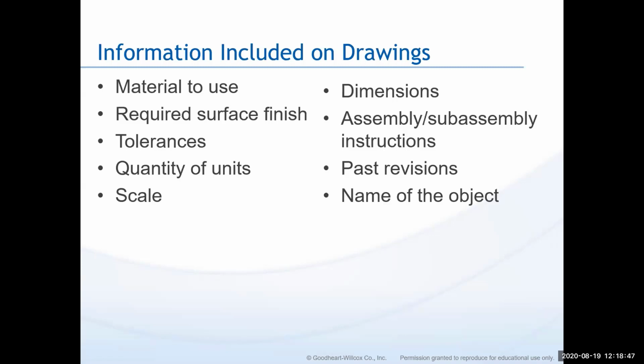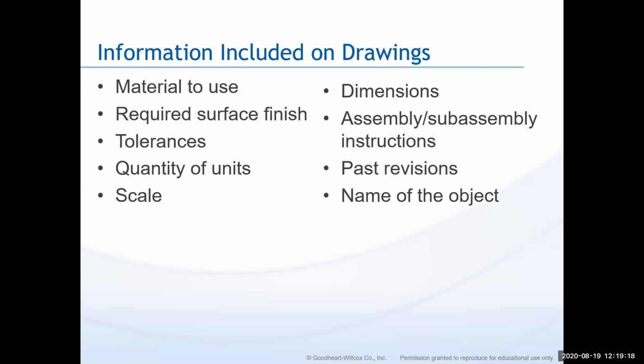Some of the things that we should expect to see are obviously the material being used. Is this a metal part? Is it a plastic part? What is it that we're working with here? Required surface finish. We'll talk a little bit more about how that's annotated and how we go about finding that out. That's basically what the finish looks like when it's all said and done. Tolerances. That's our acceptable range to be out. We'll talk about that when we talk about measurement as well.